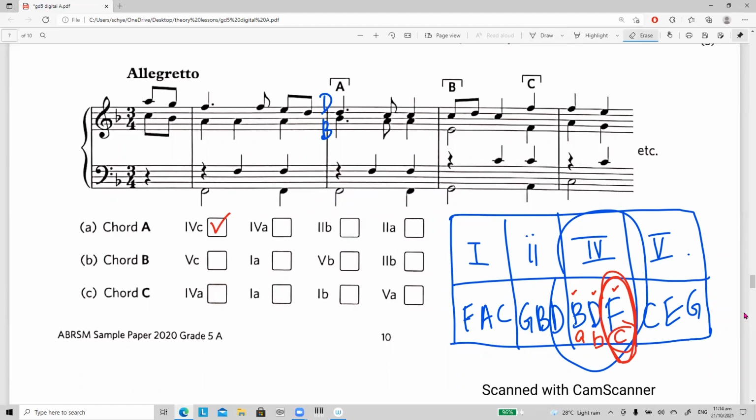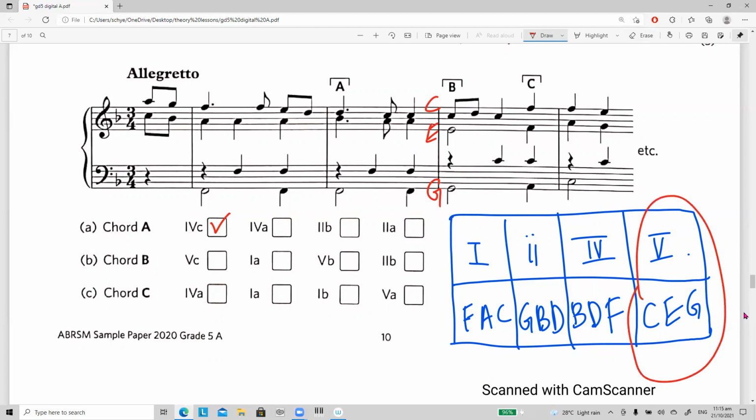Now let's look at the next chord. Let's write down the letter names. This is G, this is E, this is C. So C, E, G belongs to chord 5. So in chord 5, this is position A, position B, and position C. So the lowest note here is G. So G in chord 5 is position C. So this is 5C.